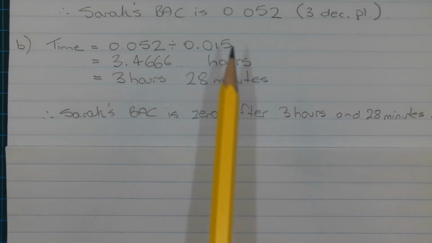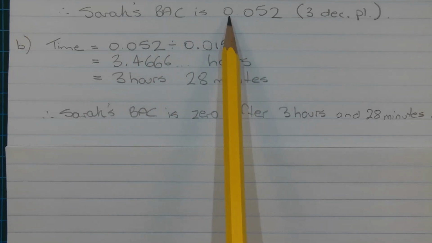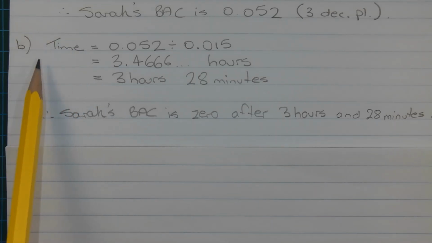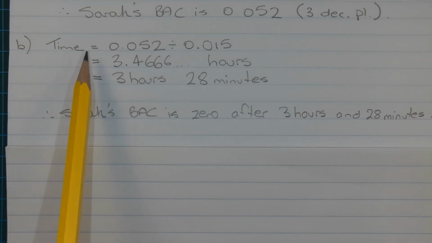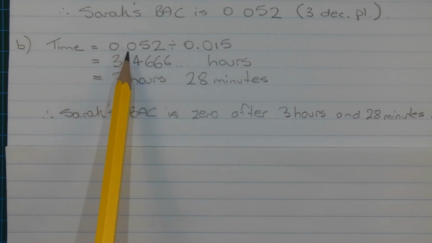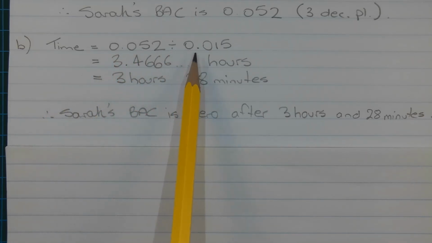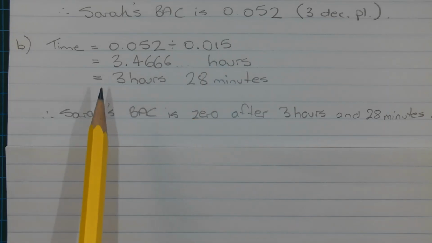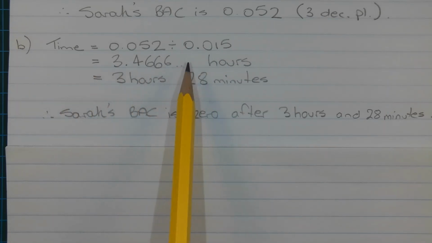From Part A, we calculated Sarah's BAC to be 0.052 correct to 3 decimal places. Now for Part B, we're asked for the time for Sarah's BAC to return to 0, using the formula time equals BAC divided by 0.015. So applying the formula, the time in hours for Sarah's BAC to return to 0 is given by 0.052 divided by 0.015, which equals 3.4666 and so on hours.